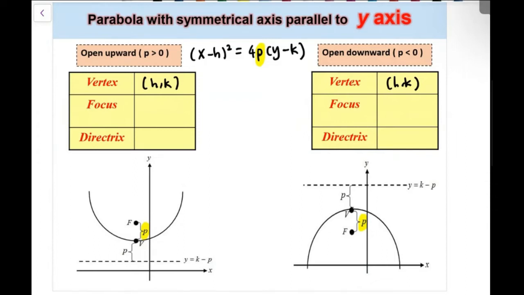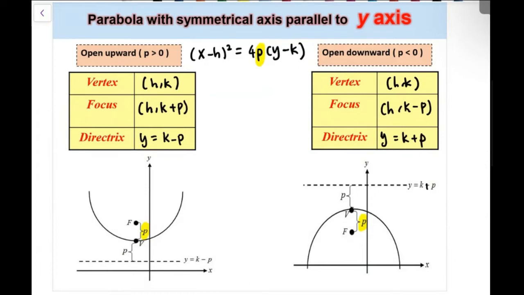So in this case, focus if it's open upwards would be (h, k + p). Kalau open downwards, dia terbalik lah, (h, k − p). Okay. And then last one for directrix. So directrix for this one would be y = k − p. And if it's open downward, the opposite, so y would be k + p.